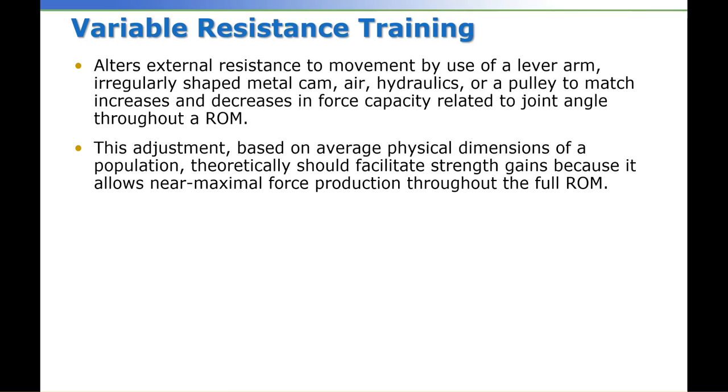We've talked about variable resistance training. This is the third one we're talking about. It alters external resistance to movement by using a lever arm, irregularly shaped metal cam, hydraulics, air, or pulley to match increases and decreases in force capacity related to joint angle, and hence lever characteristics, through a range of motion. This allows near maximal force production throughout the full range of motion, which is pretty cool. So this adjustment, based on average physical dimensions of a population, facilitates strength gains because it allows near maximum force production.